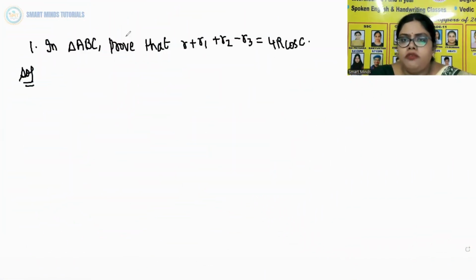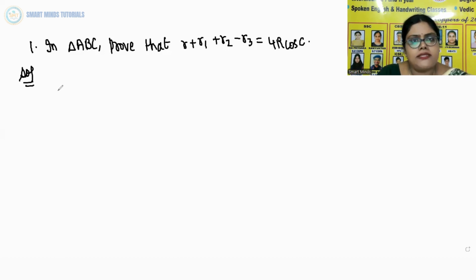So in this session, we will be covering all the problems related to r, r1, r2, r3 and capital R. So take the first question. In triangle ABC, prove that r plus r1 plus r2 minus r3 is equal to 4R cos C.